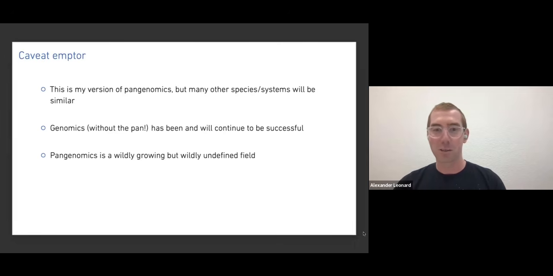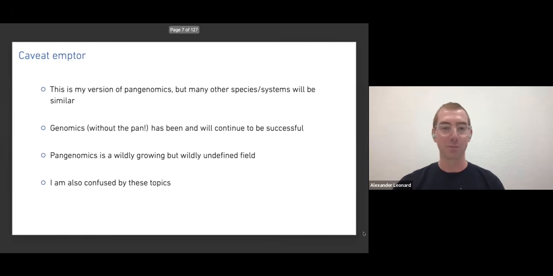We'll also see that pangenomics is a very popular and growing field, but is, in my opinion, wildly undefined. So I might give definitions that are not the same definitions that you've seen elsewhere. And again, that's just part of this field being rather new.